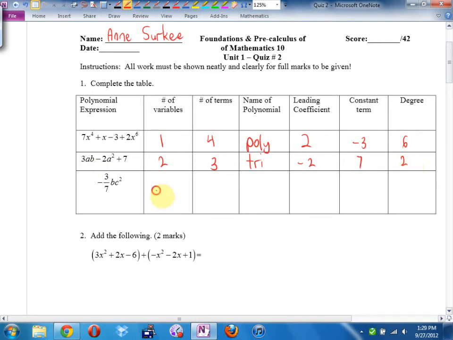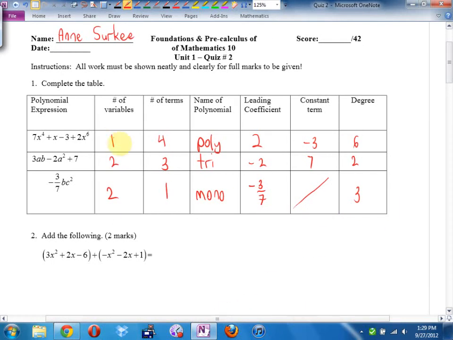Number of variables, 2. Number of terms, 1. Name of polynomial, monomial. Leading coefficient, -3/7. The constant term, nada. You could say 0 or nothing. Degree, 3.